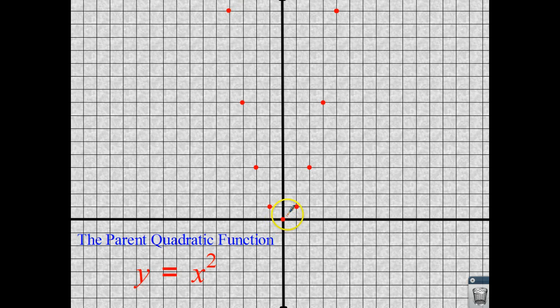So the look of this, pretty close. And that would be the parent. Put some arrows on the ends because it continues. The parent function looks as you see it here in red. That is the red function called y equals x squared. And all of our talks in this video are going to be compared to this particular picture.